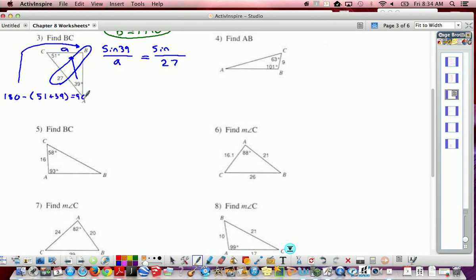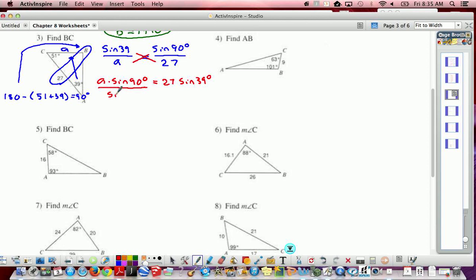This one's interesting because it ends up equaling 90 degrees. So since it does equal 90 degrees, I could technically use right trig to solve this. But you can always use the law of sines no matter if it's a right triangle or not a right triangle. So, cross multiply here.